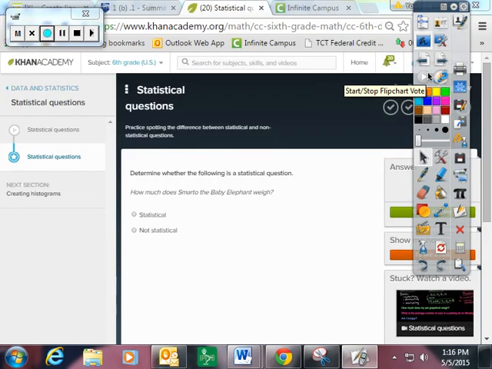Statistical questions are ones where you need statistics to answer them. You have to do some math. It can be graphed. Non-statistical questions usually tend to be closed questions where there's really only one answer. You couldn't graph it. No math is involved. So let's do a couple together.